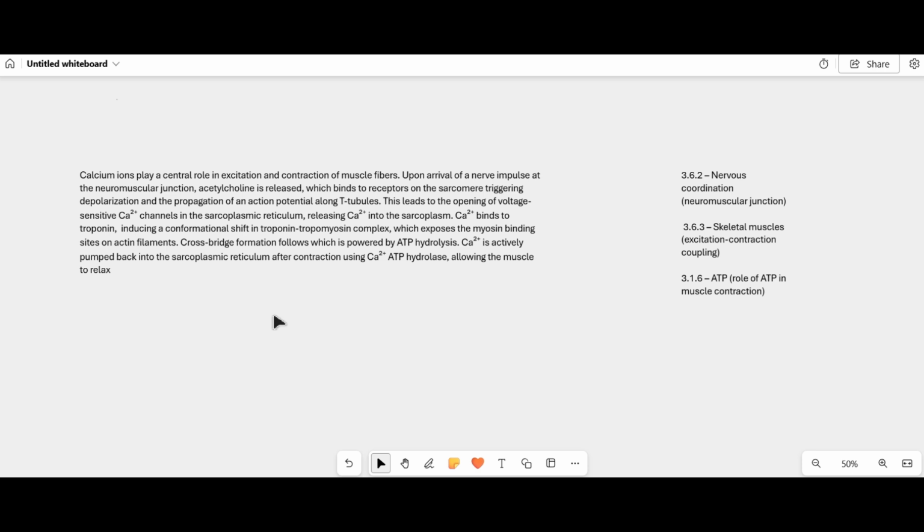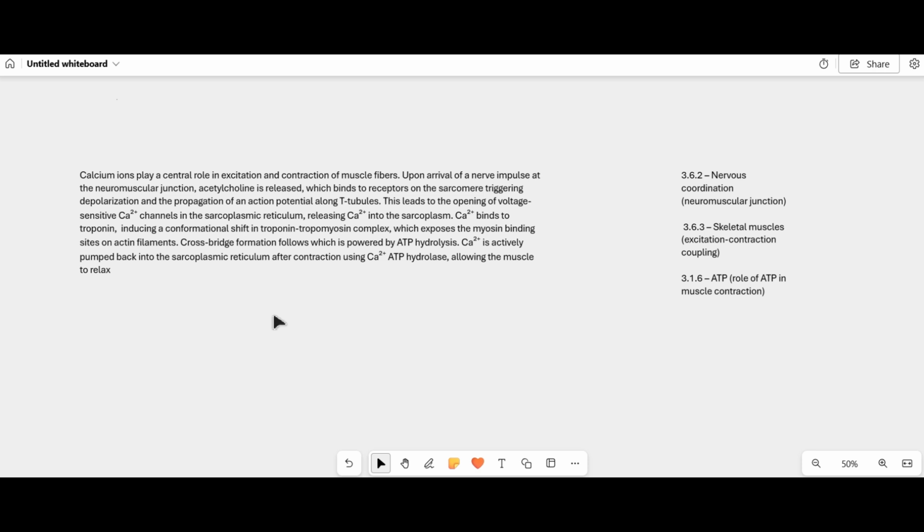All that is, that's the actual tubes that conduct the action potential, because they're going to move from deep inside the muscle fibers to the junction. So that is going to be through the T tubules. This leads to the opening of voltage sensitive calcium channels in the sarcoplasmic reticulum, releasing calcium into the sarcoplasm. So obviously the sarcoplasmic reticulum is what contains all the calcium ions, and when the action potential reaches it, it's going to release all of that into the actual sarcomere.